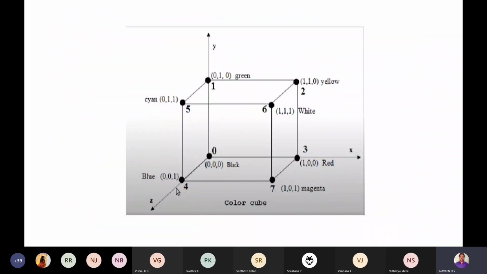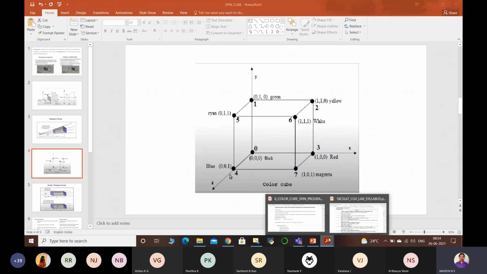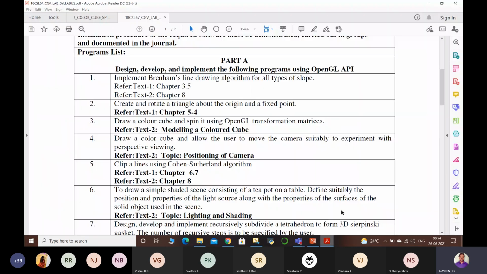So now we'll move on to our program. Now you have some idea about what projection is, what the different types of projection are, how we can visualize the object in parallel or perspective projection, and the pictorial representation for both cases. Keeping this in mind, we can move to our program. The third program: draw a color cube and spin it using OpenGL transformation matrices.